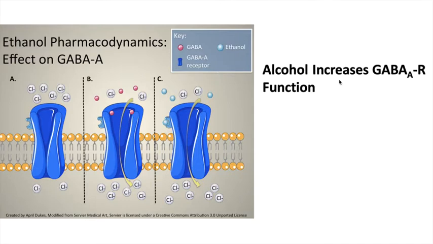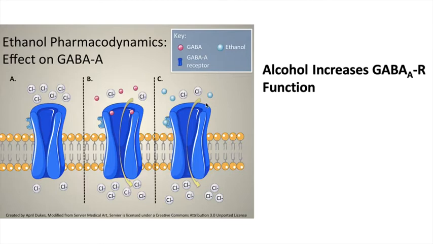Alcohol is going to increase the GABA A function, right? So normally GABA binds, the ionotropic receptor opens, and chloride can flow into the cell typically. When ethanol is bound, and remember we don't know the exact binding site, but we know it's not the same binding site as GABA. It's not a competitive agonist. When it binds, it can potentiate that flow of chloride.